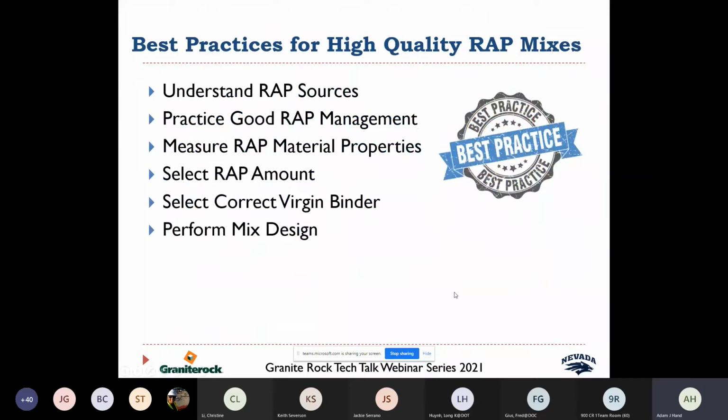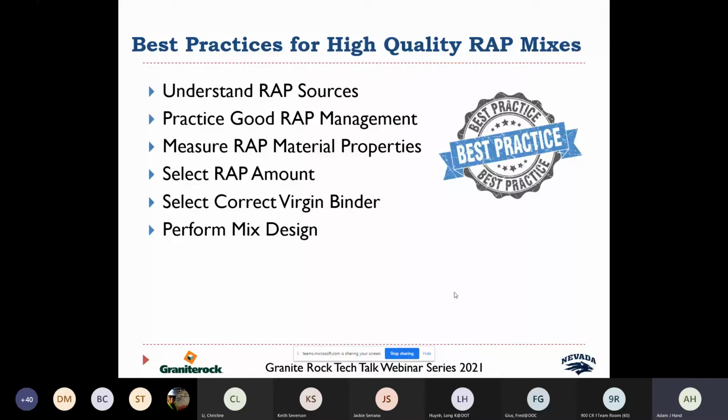So we have to look at our materials and understand them so that we can properly use them in the mix design. So I've got a list of best practices for high quality wrap mixes. And it starts with understanding our wrap. If we understand our wrap, then we have a better understanding of what we need to do in terms of virgin binder, whether we can just use the regular stuff or we need to do something different. We need to have good wrap management processes. That means that when we collect and process wrap, we make sure we've got a good, consistent product to put back in the hot mix.